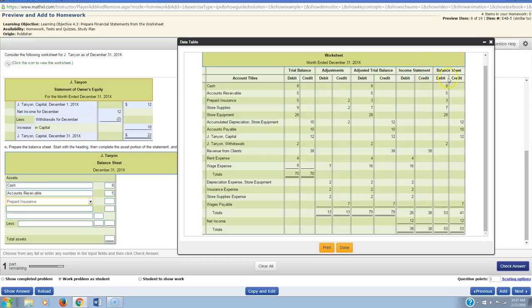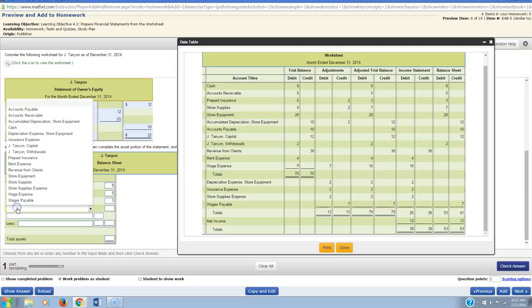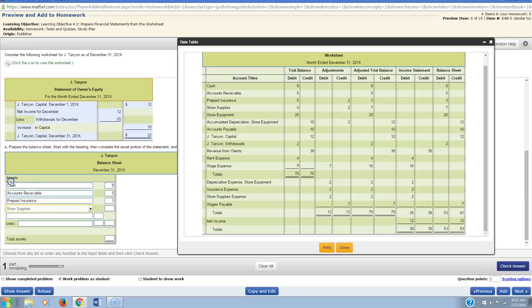Okay, you see, cash, accounts receivable, prepaid insurance, then store equipment. So let's get the prepaid insurance in there. That's $3, so we'll put the $3 in there. And then we also have store supplies for $7. All right, so we will put in the store supplies right over here. And I said that was $7, right?